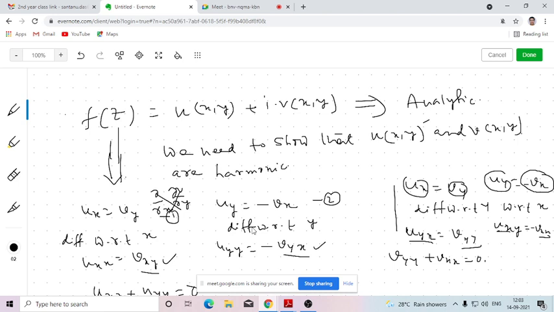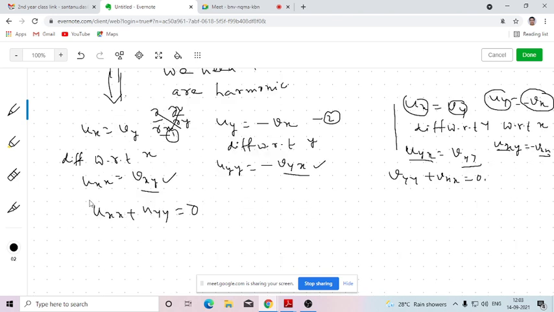Sir, we need to prove it two times, like you did. Yeah, you need to prove it two times because we need to show that u is harmonic and v is harmonic. For the first one, we have shown that by differentiating this with respect to x. Once we have differentiated the first equation with respect to x and the second equation with respect to y, we show that u is harmonic. In order to show that v is harmonic, we have differentiated the first equation with respect to y and the second equation with respect to x, so that we could get vyy and vxx.